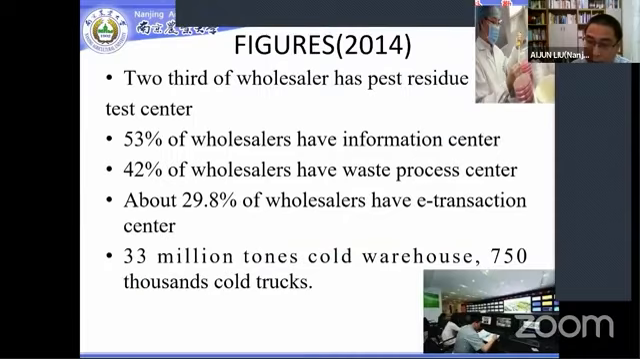And this figure also tells us it's very important for quality control. You can see just in 2014 that the control is already very strong, right? Test ratio, test center. They also start waste processing. Nowadays, China is also very concerned about waste management, right? The consumers are very concerned about that because we are promoting this kind of campaign. And we also have the e-transaction center. That means if you are a wholesaler, you must have an e-transaction center because your clients will want it. And of course, you need to have cold warehouses, cold trucks. Why? Because the consumer wants it.